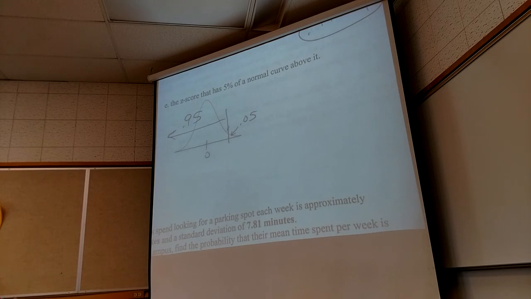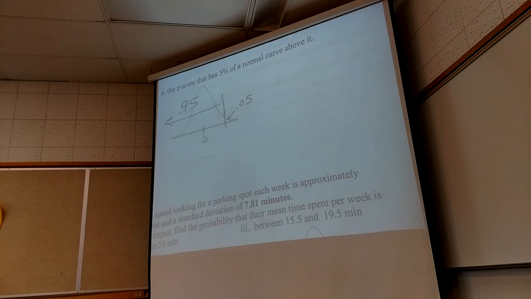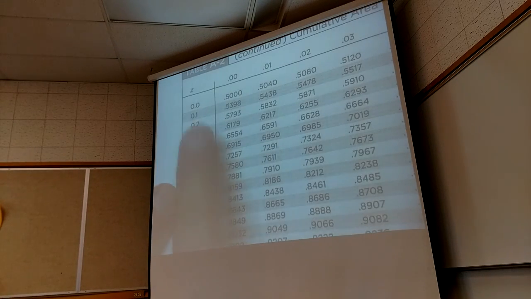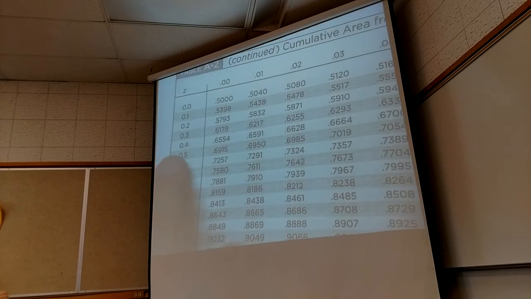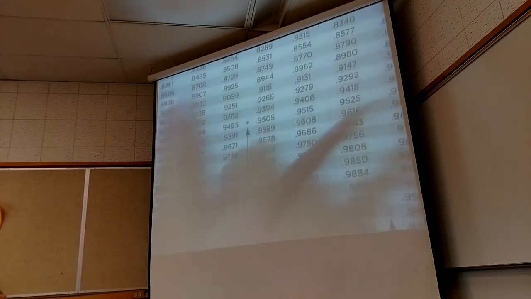Now, some of you that understand the shortcut, you can actually use that idea here. But if I look up 0.95, you do not look up 0.95 in the margins. What mistake am I making right now? I'm looking at z-scores. Is 0.95 a z-score? No, it's an area. Areas are inside.